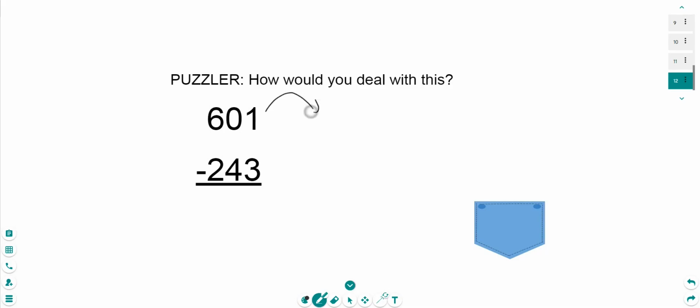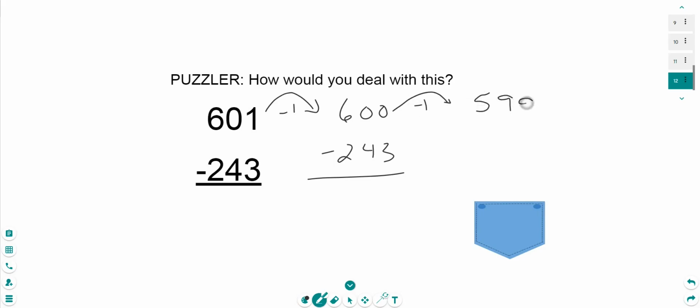Did you change 601 into 600 by subtracting 1? That wasn't very helpful. Did you realize that you could actually subtract an extra 1 from there to turn it into 599? Well, that's much easier to figure out. 356. But here's the tricky part.